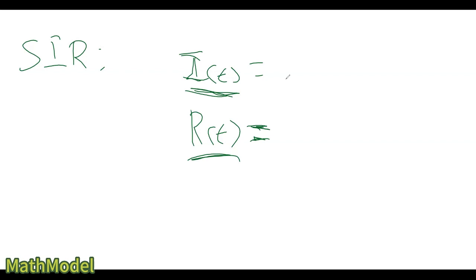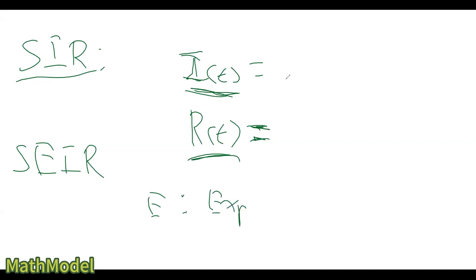But it's not always SIR, there's also SEIR. So what is the E? We have S to E to I to R. E is exposed.